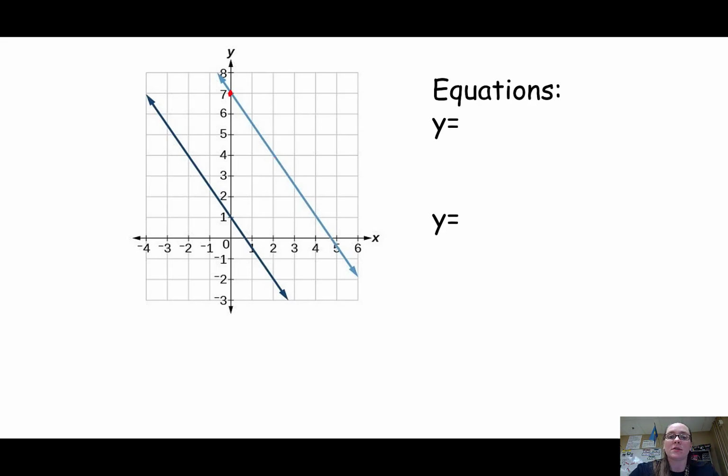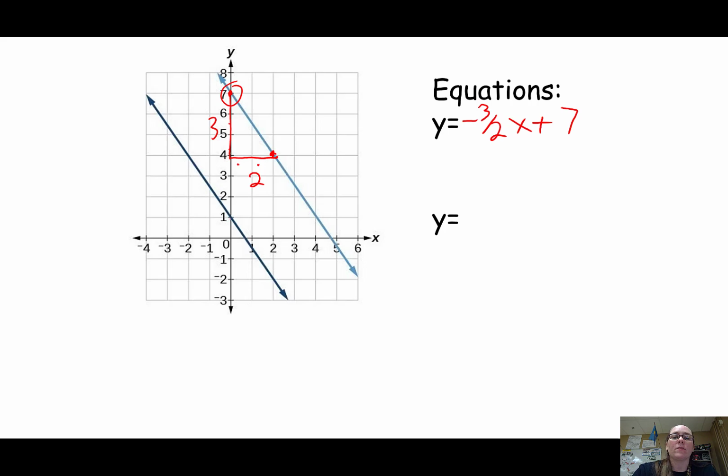So I pick 2 points on my line. I count my rise and my run. So I go down 1, 2, 3, and I run 2. And since it's slanted the way it is, it's a negative 3 over 2 x. I need my y-intercept, which is where it crosses the y-axis. So in this case, it's 7.